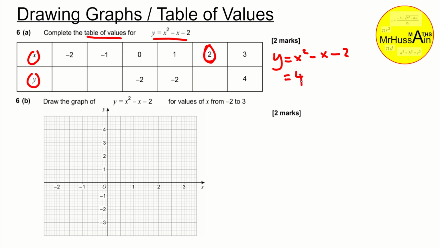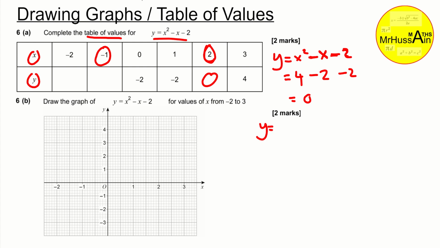So 2 squared is 4. Then the formula says minus x, which is obviously 2. This x has been replaced with 2. And then we've got take away 2 from the formula. We do the math, taking our time: 4 take away 2 is 2. 2 take away 2 is 0. So that is 0. Now it's the turn of the minus. Be careful.